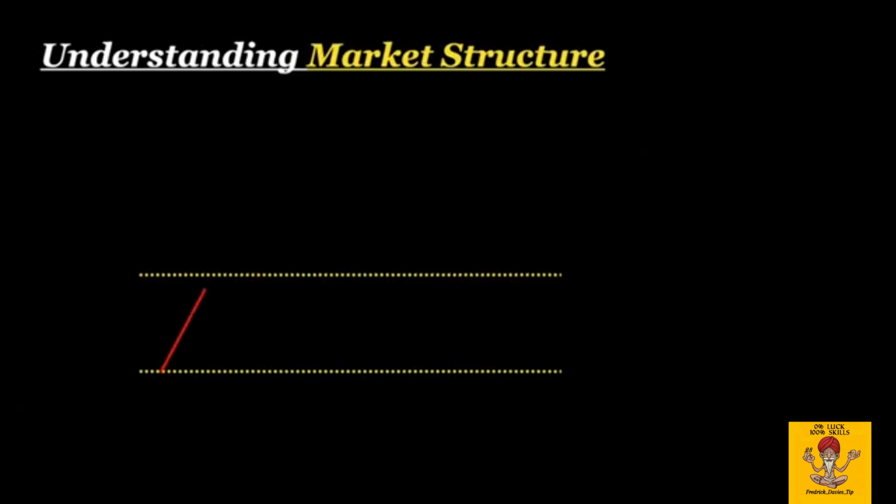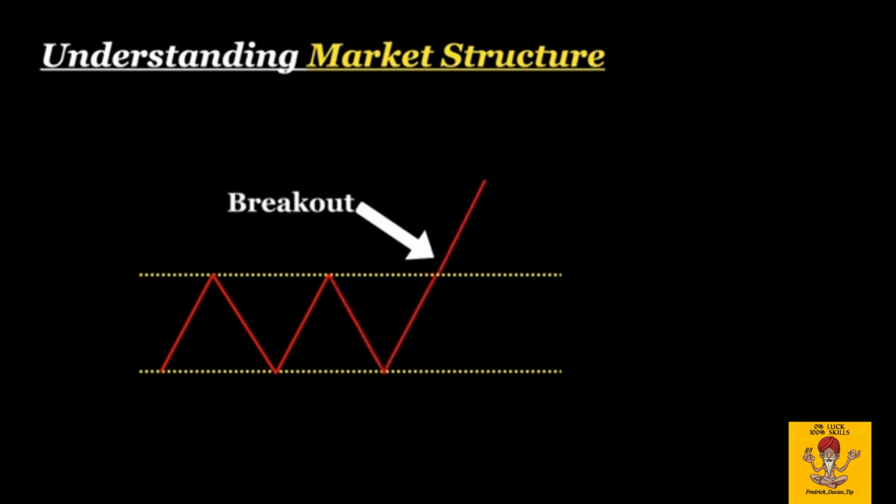In a range, price moves between support and resistance, meaning buyers and sellers are evenly matched. Unlike trends, a breakout alone isn't enough confirmation that price will continue in that direction. A breakout can be a fake move. This is why waiting for a pullback or retest is essential.